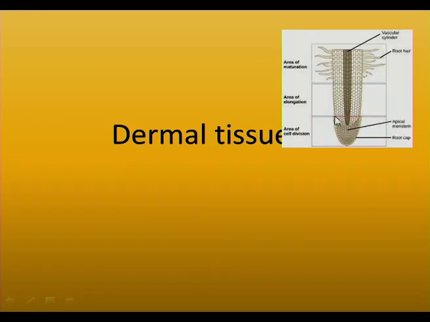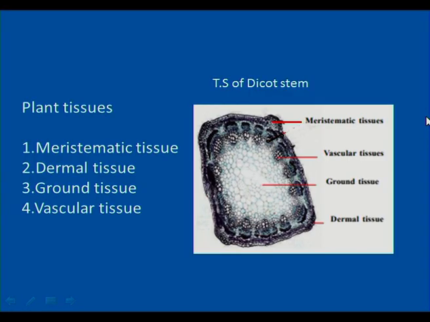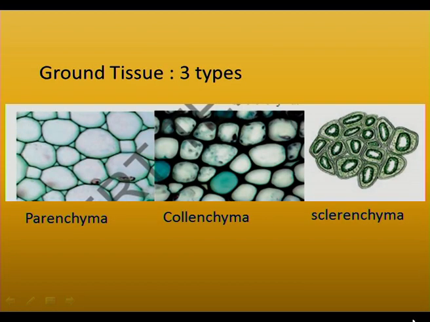Dermal tissue in roots has some specialized cells called root hairs. These root hairs help in absorption of water. Now, let us move on to the third tissue, that is ground tissue. Ground tissue is of three types: parenchyma, collenchyma and sclerenchyma.